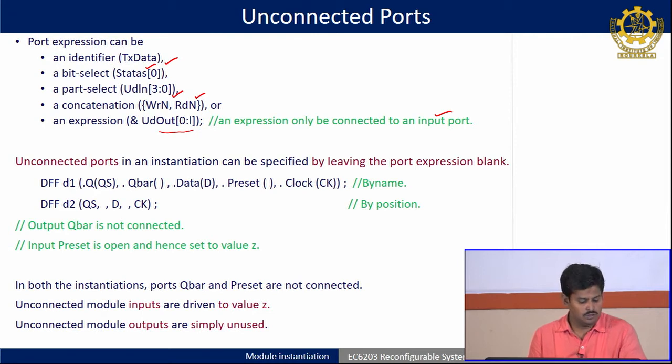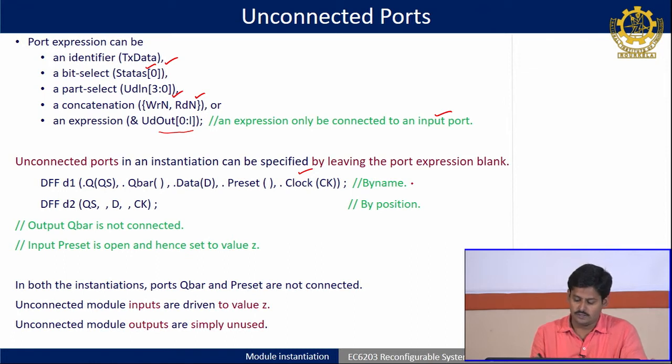Now, the next issue is if there are unconnected ports in the design. There may be unconnected inputs and unconnected outputs, so what to do? If there are unconnected ports in an instantiation, it can be specified by leaving the port expression blank. Earlier we were just mapping like dot q with q of s in brackets, but now you can see a dot q left blank.